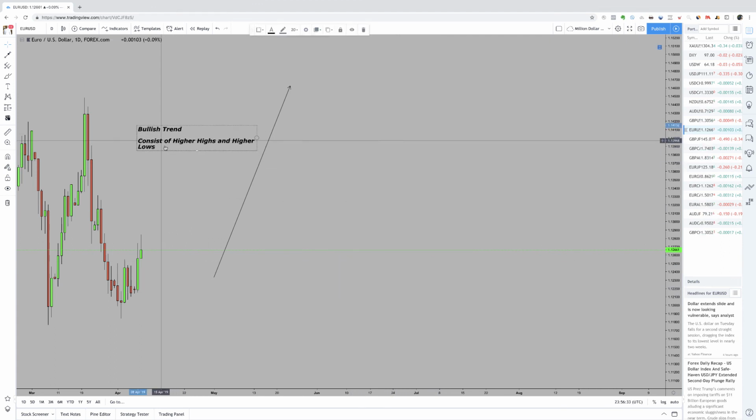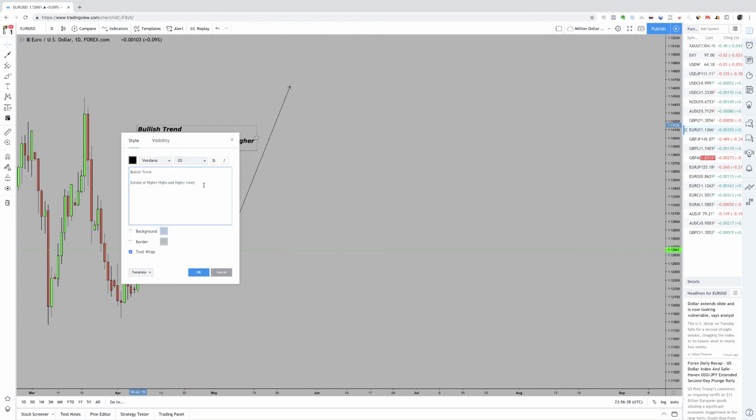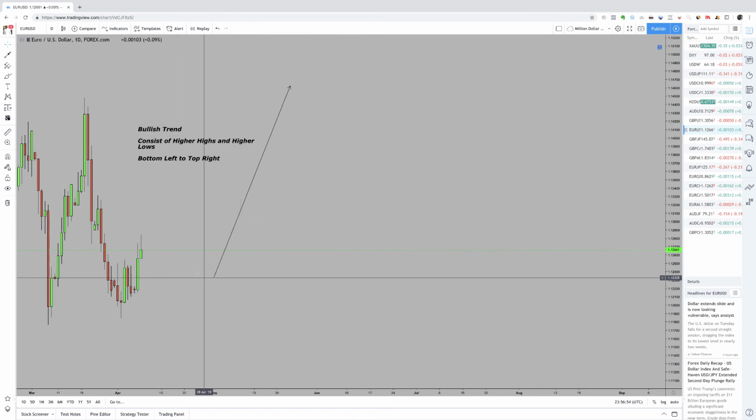So bullish trend, and also write this down as well. Your bullish trend is always going to go from bottom left to top right. So your bullish trend is always going to go from bottom left to top right. Let me show you exactly what that looks like. Break it down with a diagram. A bullish trend just simply looks like this.